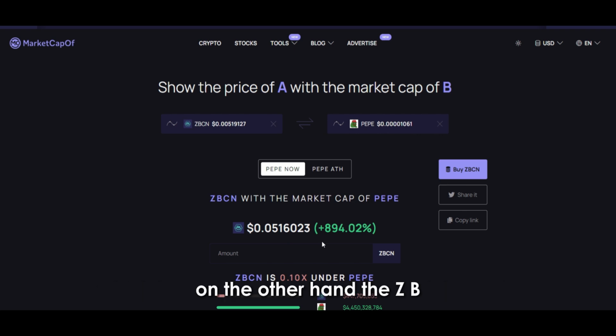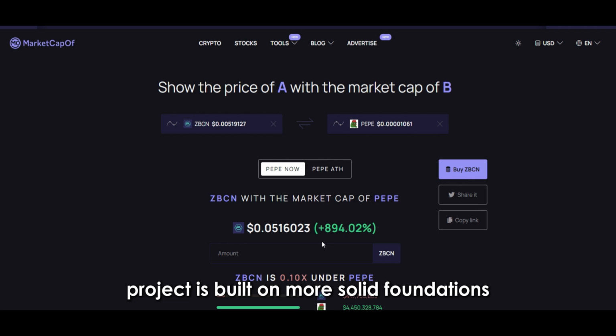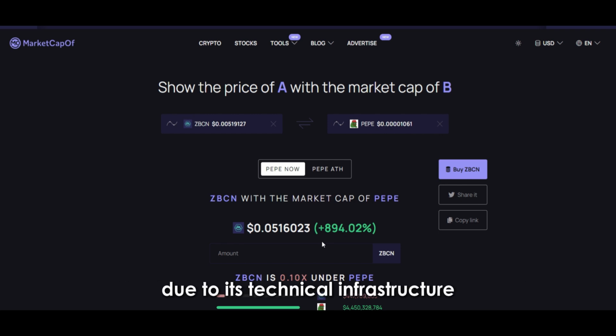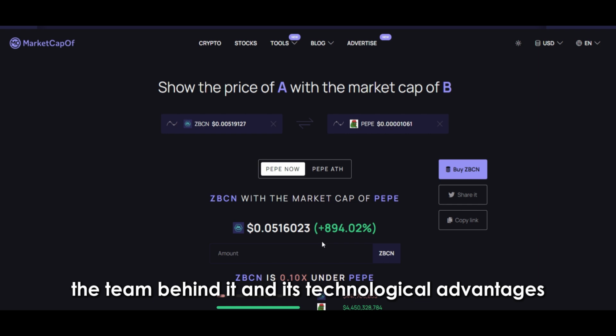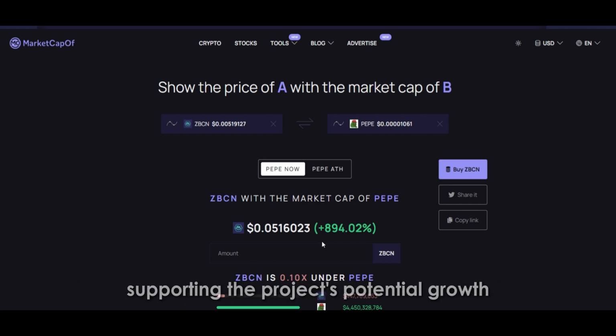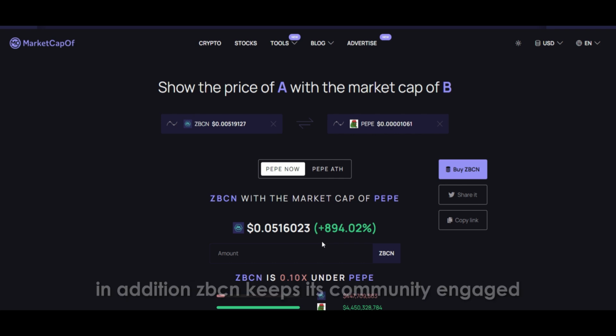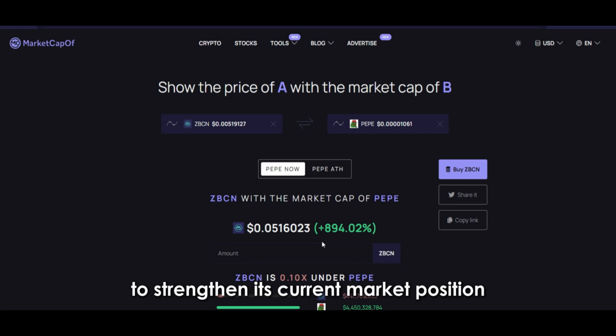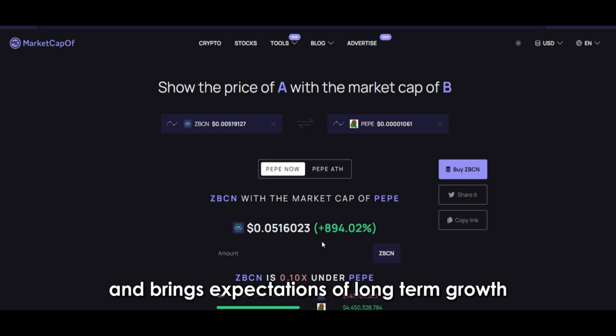On the other hand, the ZBCN project is built on more solid foundations and is seen as a coin that investors can approach with more confidence due to its technical infrastructure and forward-looking roadmap. The development process of ZBCN, the team behind it, and its technological advantages are key factors supporting the project's potential growth. In addition, ZBCN keeps its community engaged by providing regular updates and innovations to strengthen its current market position. This increases investor confidence and brings expectations of long-term growth.